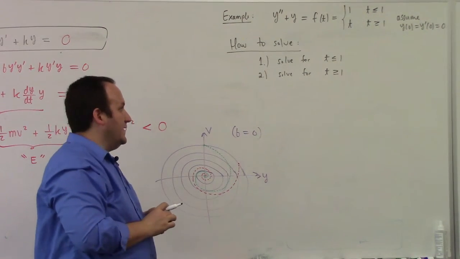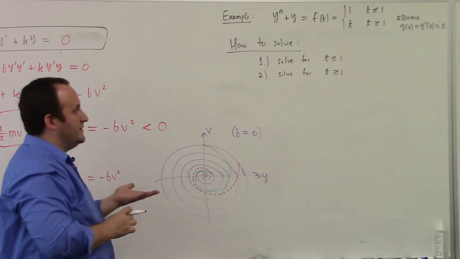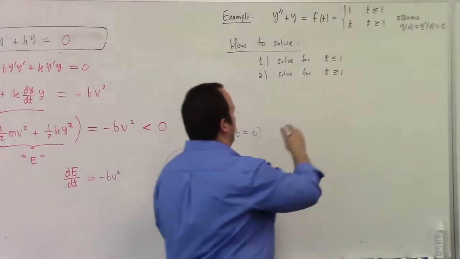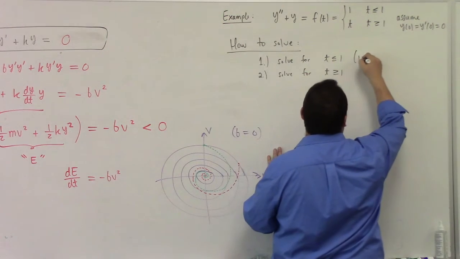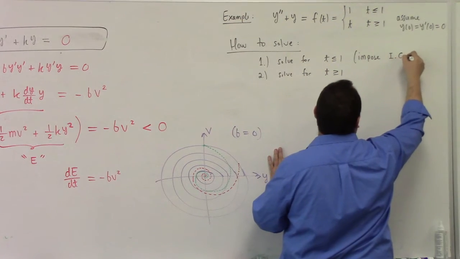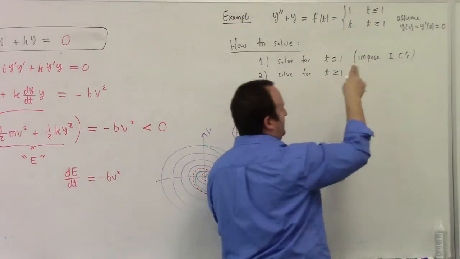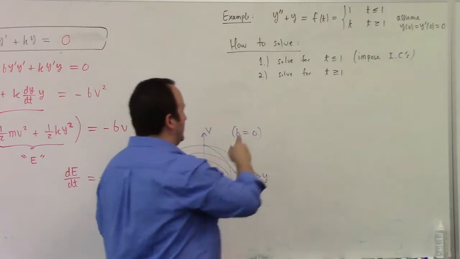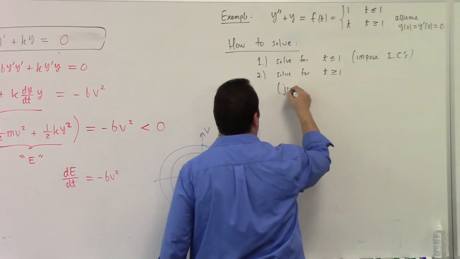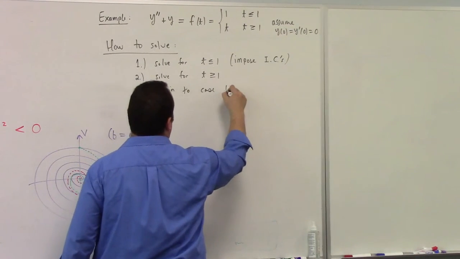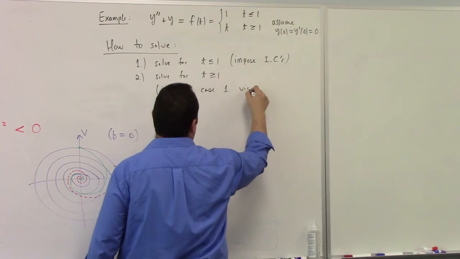So the idea is, we're going to solve it for t less than or equal to 1. We're going to solve it for t greater than or equal to 1, right? And here we'll impose the initial conditions, right? You impose the initial conditions wherever they're given. And then how do you get to the next case? You join to case 1 via continuity.